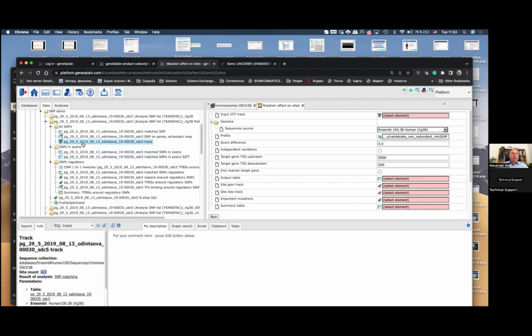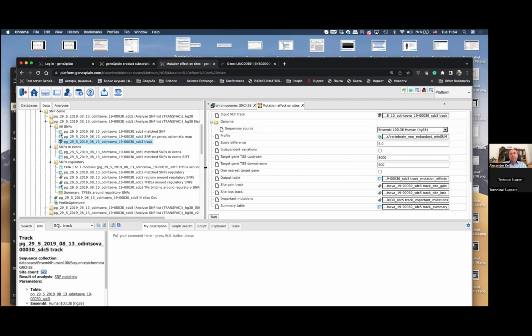So now we take this track and drag and drop it here, and as a profile, we want to use a bigger profile. There is a whole world of working with profiles, and that's another story. We were talking about that quite a lot before. Actually, what is a profile? A profile is a selection of motifs you want to use.